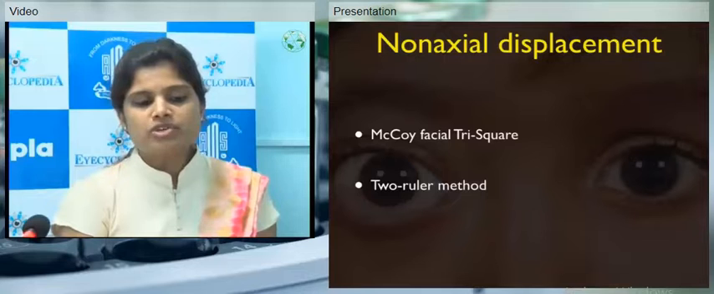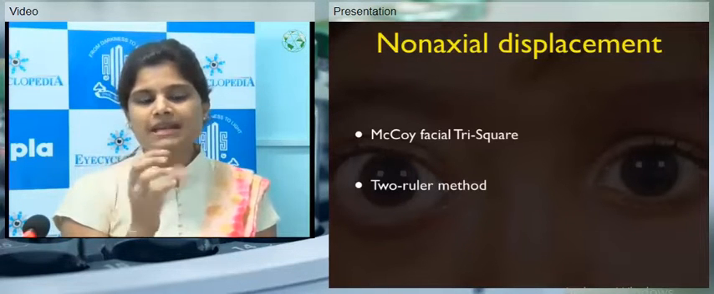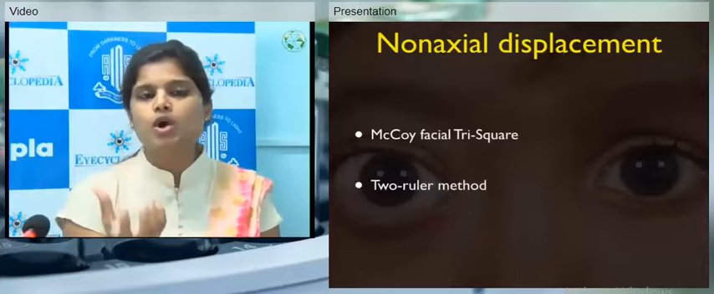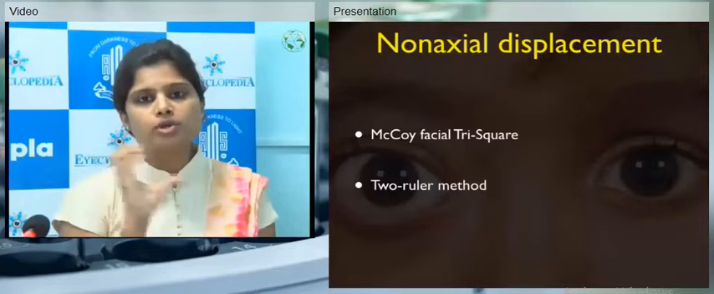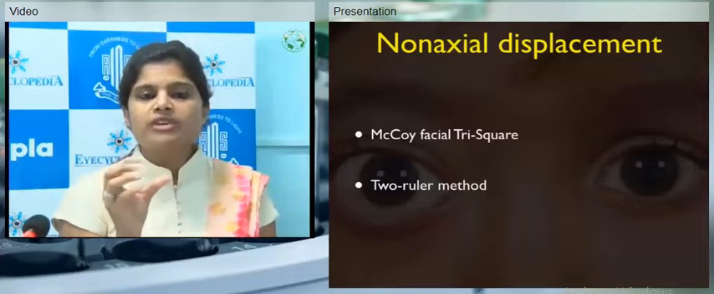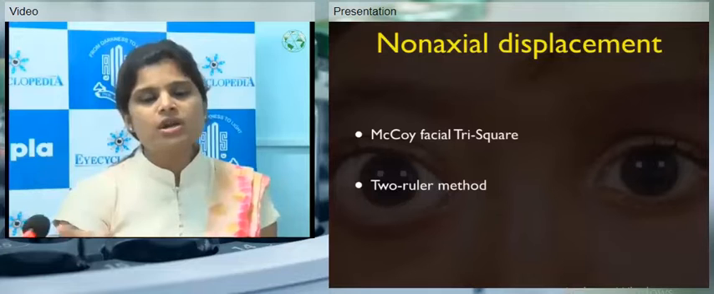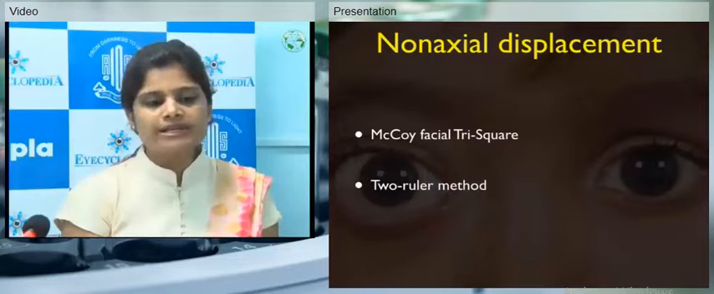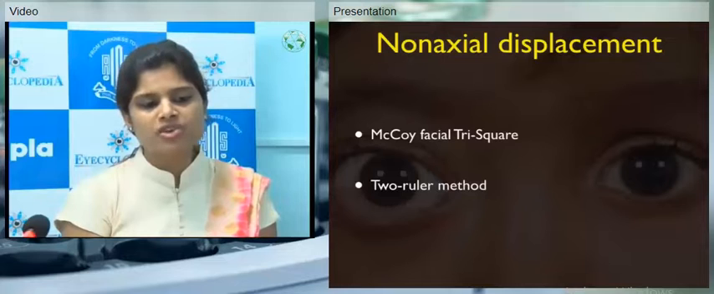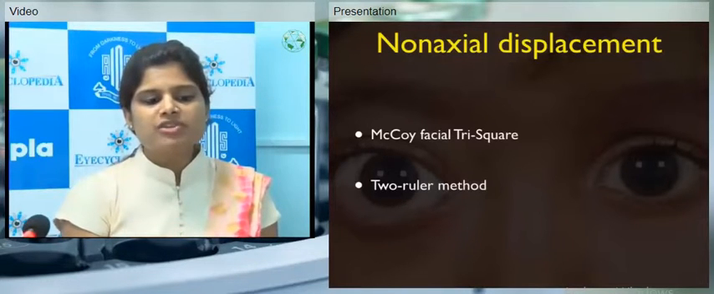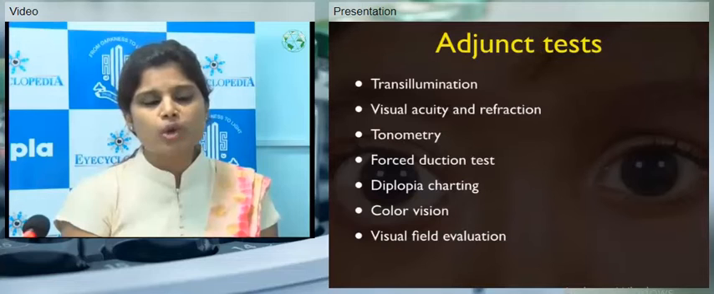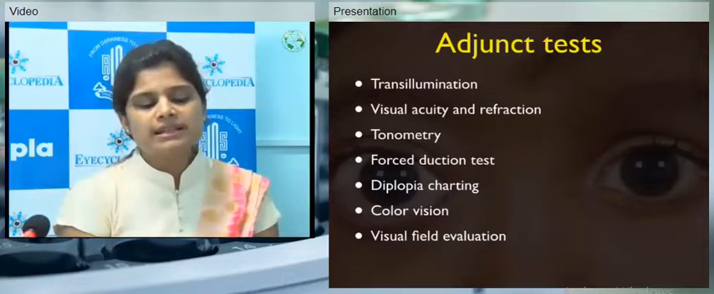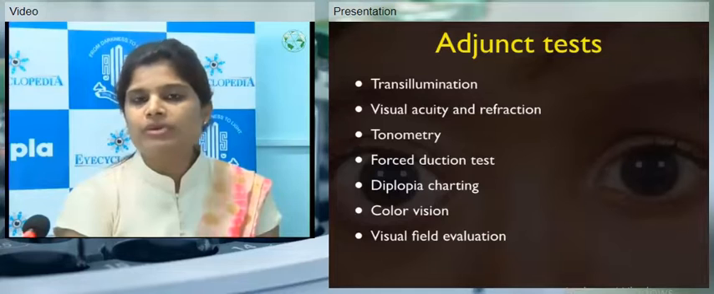Now trans-illumination is important, but it can of course be done only for anterior orbital lesions. We cannot do trans-illumination if the lesion is in the mid-orbit or posterior orbit. If trans-illumination is positive, that means it's a cystic lesion. If it is negative, then of course it is a solid lesion. So it gives you a certain clue. Then of course you have to check the visual acuity and refraction. If there is disturbance of visual acuity, it could be because of involvement of the optic nerve.